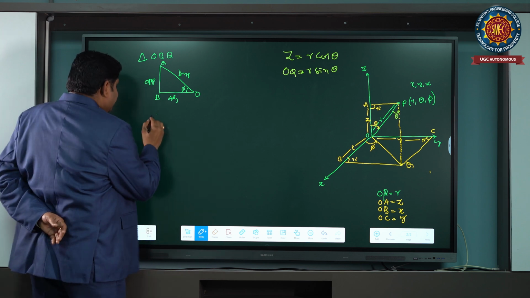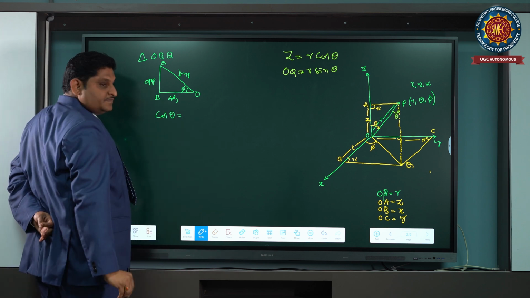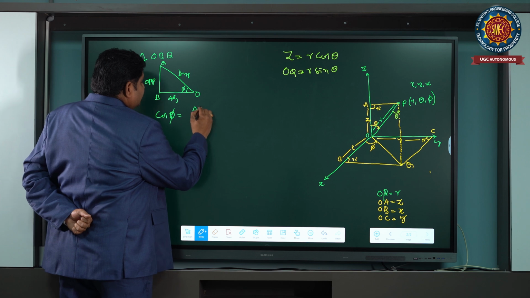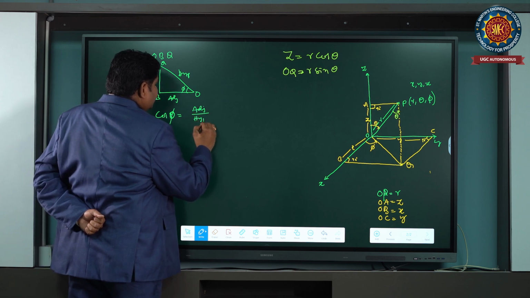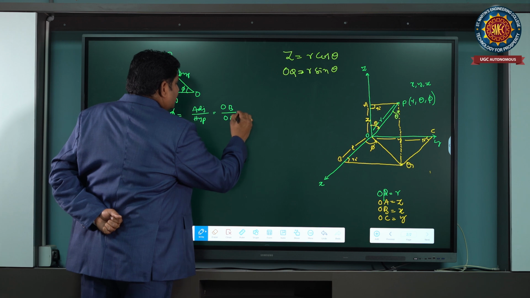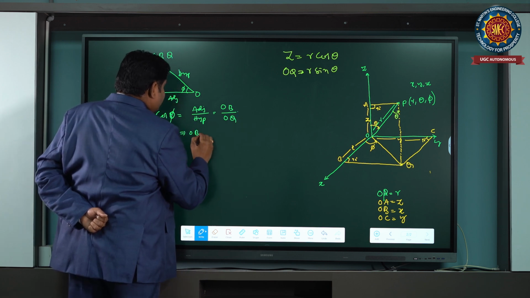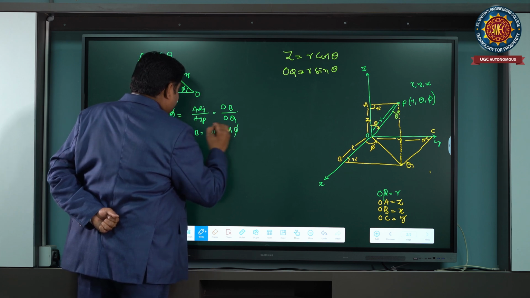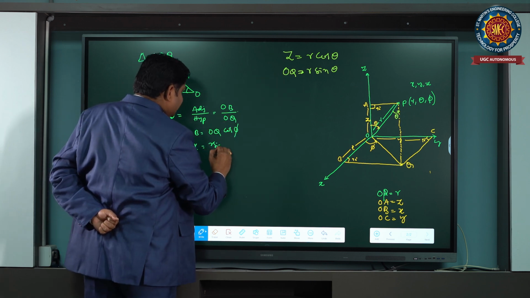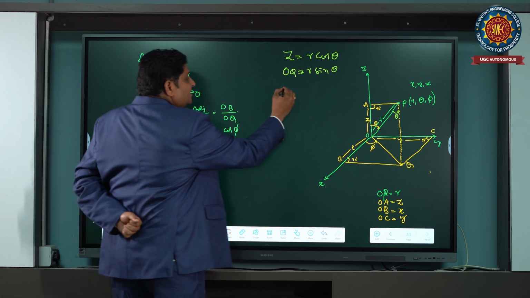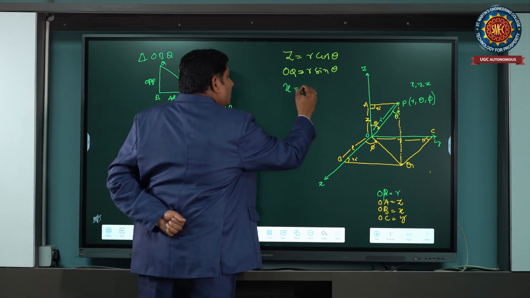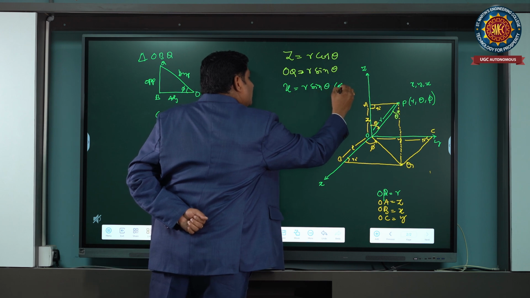From this again I identify cos phi. Now the angle is phi, so cos phi. What is cos phi? Adjacent side by the hypotenuse. What is the adjacent side? OB by OQ, which implies OB is equal to OQ cos phi. OB you know already is X, OQ you know already is R sin theta, so X is R sin theta cos phi. It means what is the X relation in terms of R, theta and phi? R sin theta cos phi.